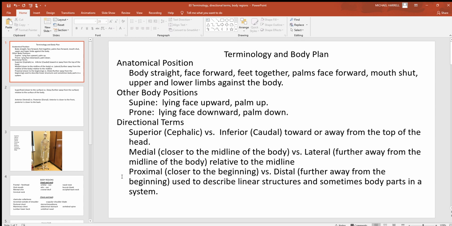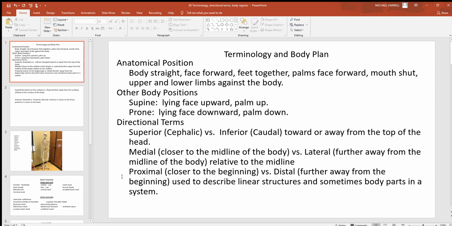You can look at this in the opposite direction. What is your hand compared to your elbow? Well, your hand's further away from the beginning of your upper limb, which again is at your shoulder. So your hand is distal to your elbow. But let's say you were to start at your fingers and you're moving towards your elbow and shoulder. That's going in a proximal direction. You start at your shoulder, elbow, wrist, whatever, and you're going towards your fingers. That's in a distal direction.